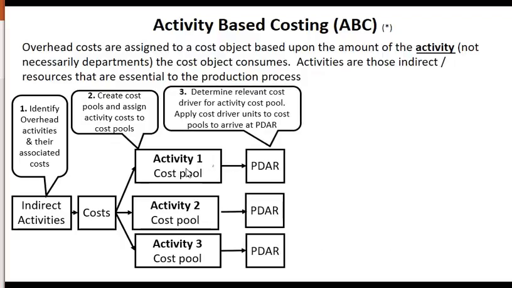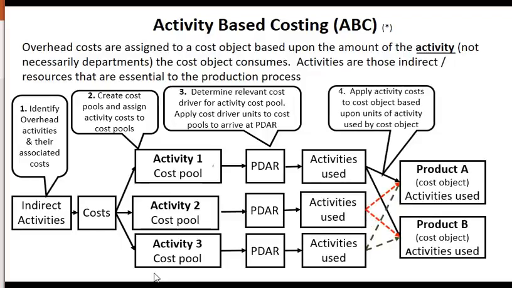Now based upon those individual cost pools, in theory it should actually be easier to come up with the cost driver, because when you're creating these cost pools, at the same time you're determining what are the direct activities that would directly link those cost pools to a cost object. So what we want to do then is determine the relevant cost driver for each activity cost pool, and apply the cost driver units to the cost pools to arrive at a predetermined activity rate.